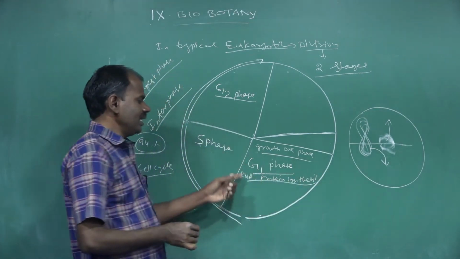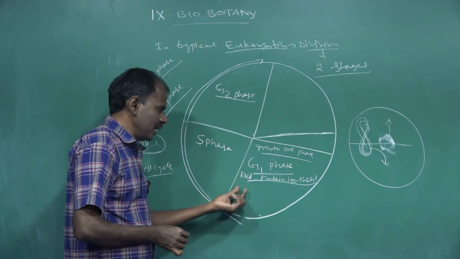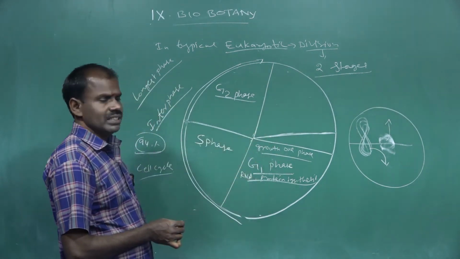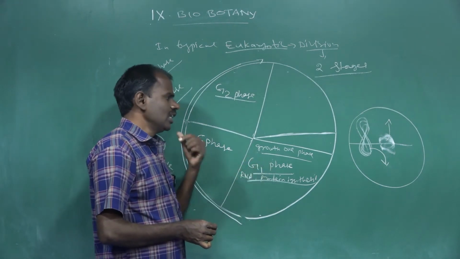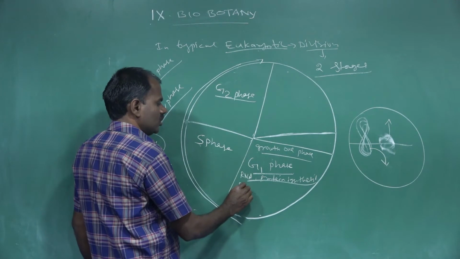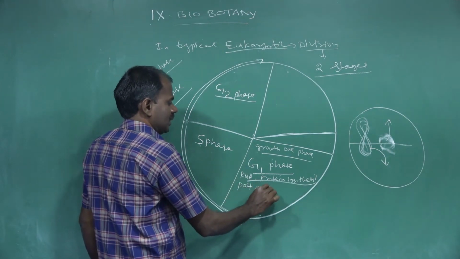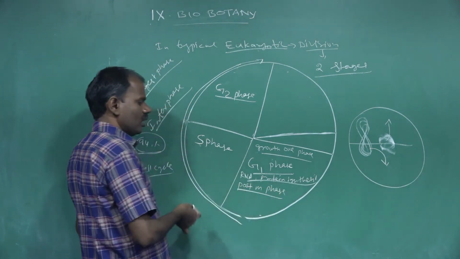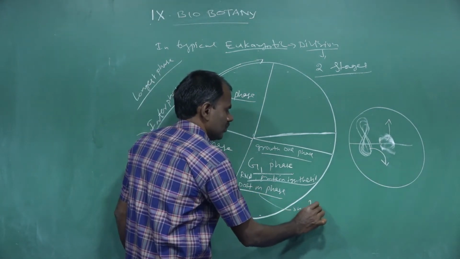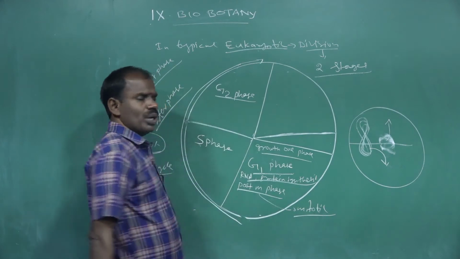RNA and protein synthesis. Formation of RNA and protein synthesis occurs in the first initial stage, which is called the G1 phase. The G1 phase is also called the post M phase. M refers to the mitotic phase.